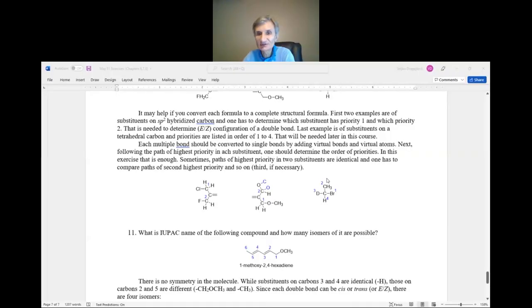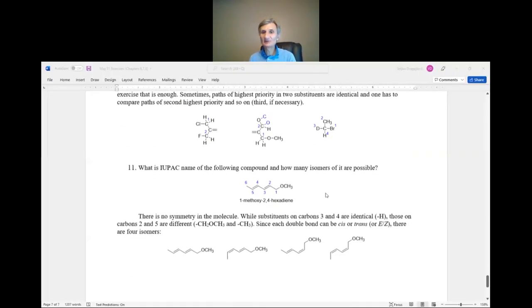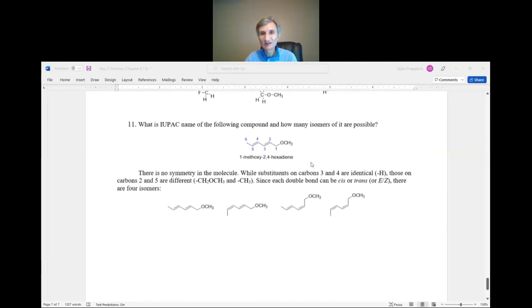And let's look at chapter 11. What is the IUPAC name of the following compound and how many isomers of it are possible? So there are 6 carbons, and you can see we have a methoxy substituent on 1 carbon. That means that's going to be carbon 1, because when we name, this is obviously a diene. We have 2 double bonds, and you have just seen we number carbon atoms of a diene in such a way that we assign carbons of the double bonds the smallest possible set of numbers.